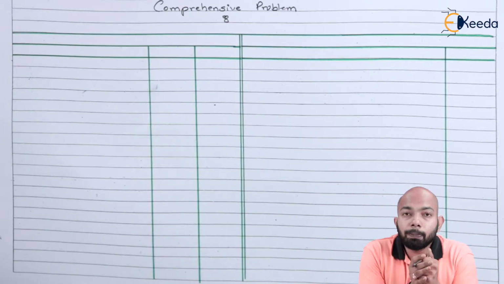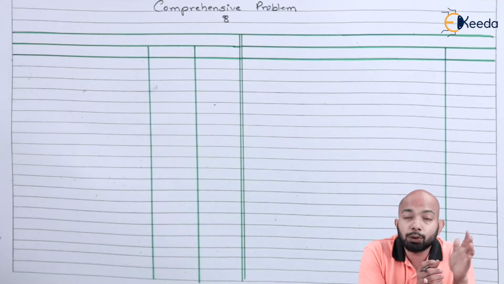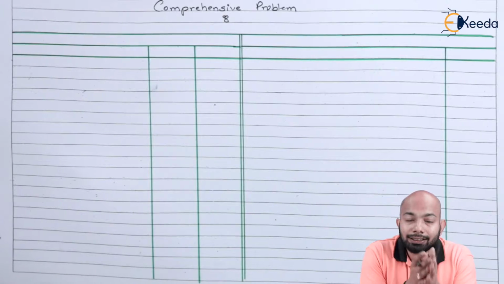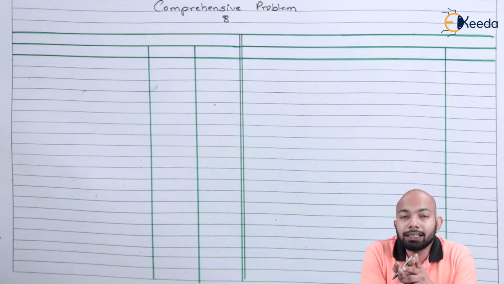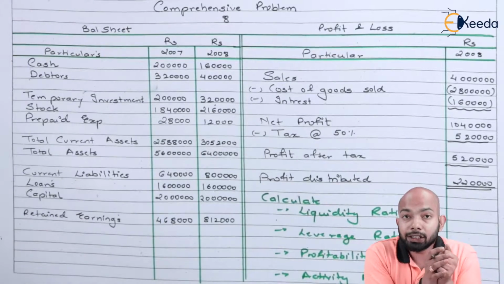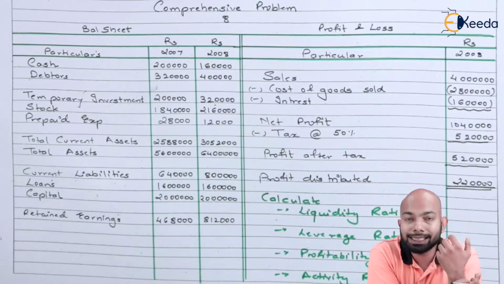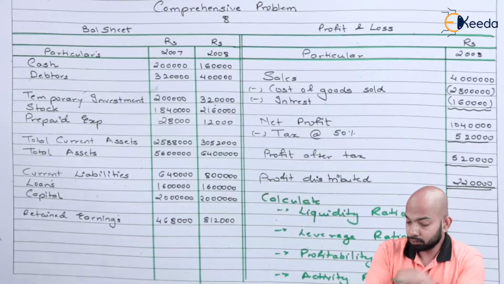We have divided the whole page into 2 parts. One part will give you the balance sheet details for 2007 and 2008. The next part will give the details of the profit and loss statement for the year 2008, that is, for the current year itself. So let's start with it. We have mentioned the question here, with the items of the balance sheet and the profit and loss statement as well. Let's read it out.